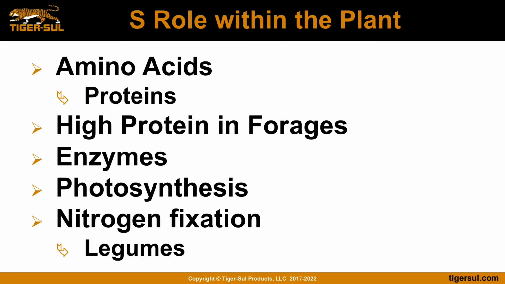Amino acids are the building blocks for proteins, and sulfur is a central component of two of those amino acids, cysteine and methionine. Sulfur also impacts protein quality in forages. Adding sulfur tends to increase protein. Sulfur is also involved in enzyme activity, as well as the photosynthetic process and nitrogen fixation in legume plants.